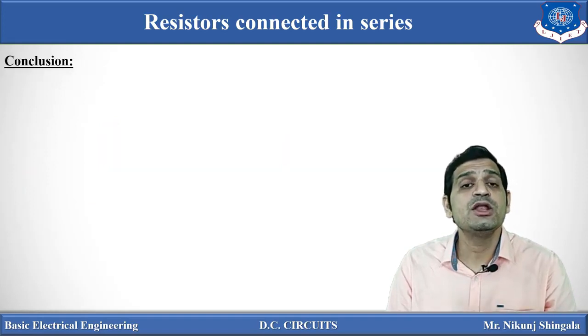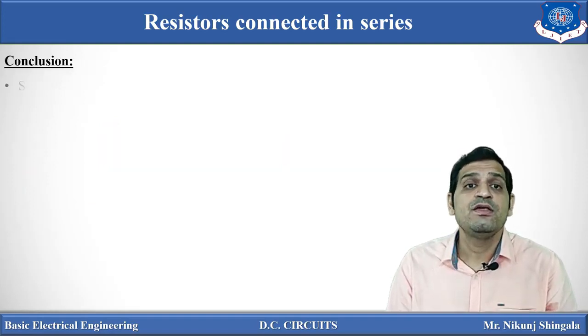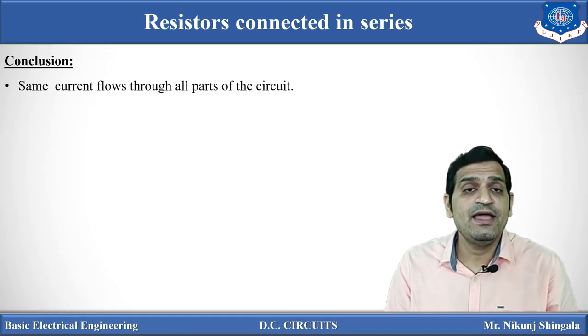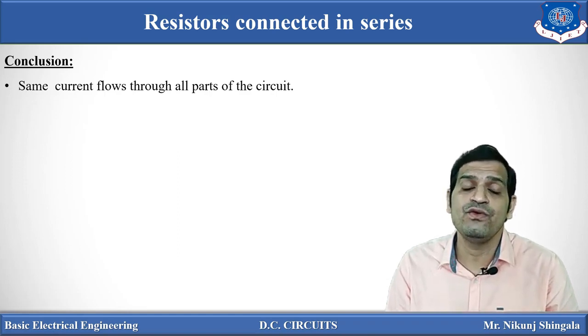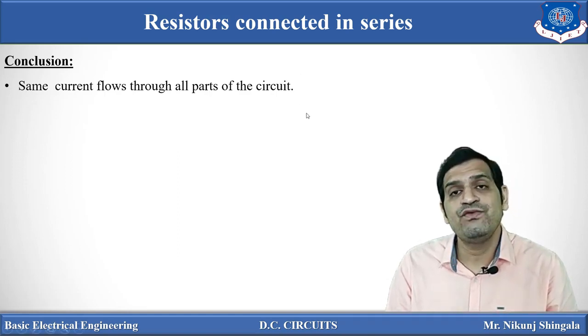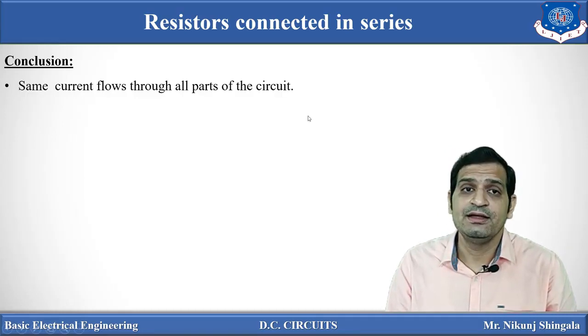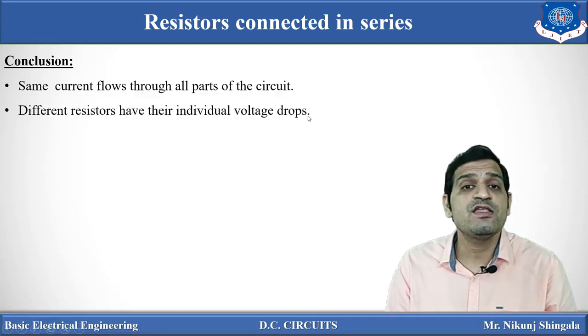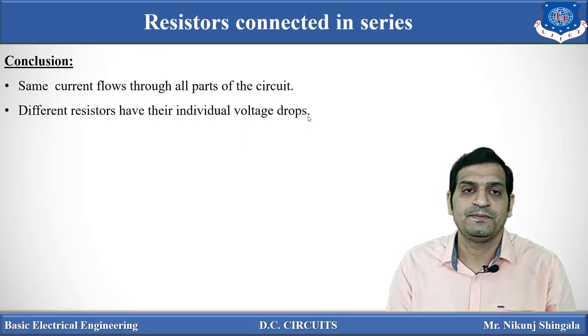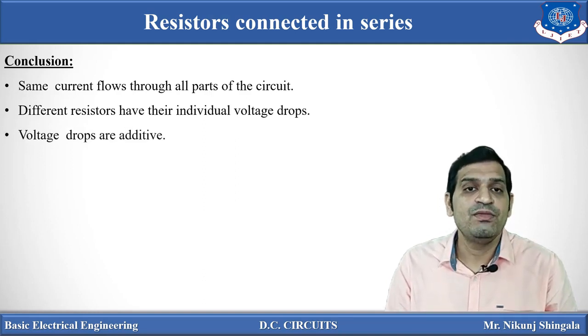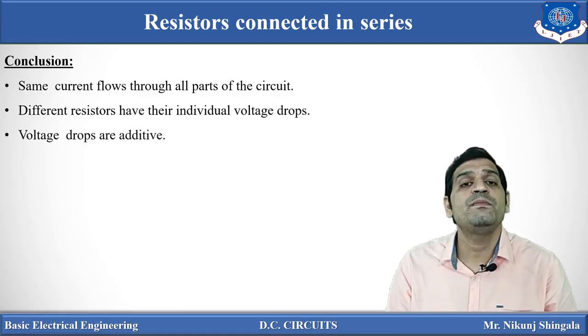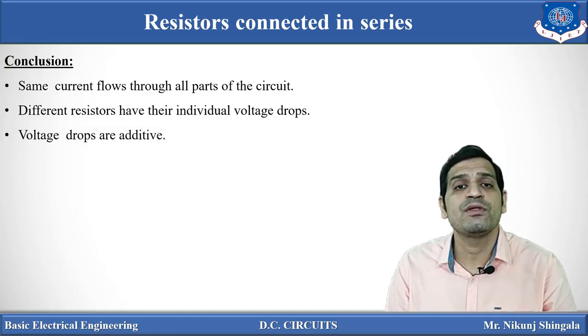Now, which are the conclusions from the series circuit? As we defined, a circuit can be a series circuit if there is only one path for the flow of current. So here the same current flows through all parts of the circuit. The second one is that different resistances have their individual voltage drops according to Ohm's law, and the voltage drops are V1, V2, V3. Voltage drops are additive, meaning the total voltage across the three resistors is the voltage drop across resistor 1 plus the voltage drop across resistor 2 plus the voltage drop across resistor 3.